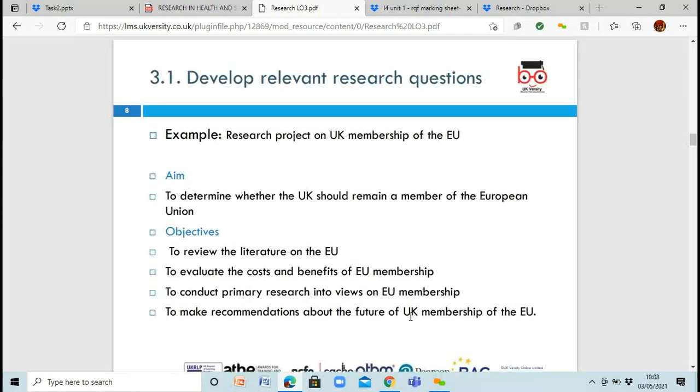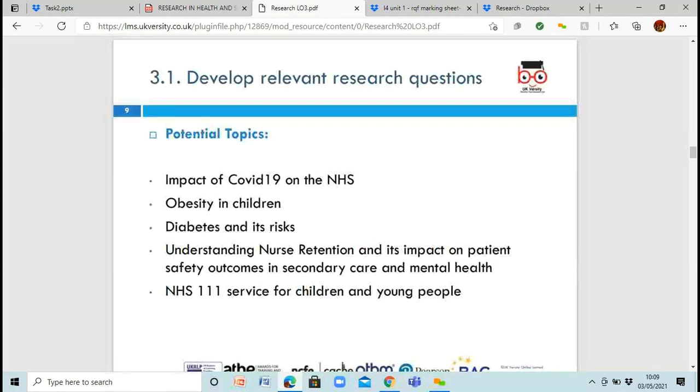And then we've got just a couple of research ideas, just to give you an idea of how to put down an aim. So we've got an example, an aim, an objective, just to give you an idea of how to set yours out. So this is a research example on UK membership of the EU. The aim for this would be to determine whether the UK should remain a member of the European Union. And then the objectives of this research were to review the literature on the EU, to evaluate the costs and benefits of EU membership, to conduct primary research into the EU membership, and to make recommendations about the future of the EU membership.